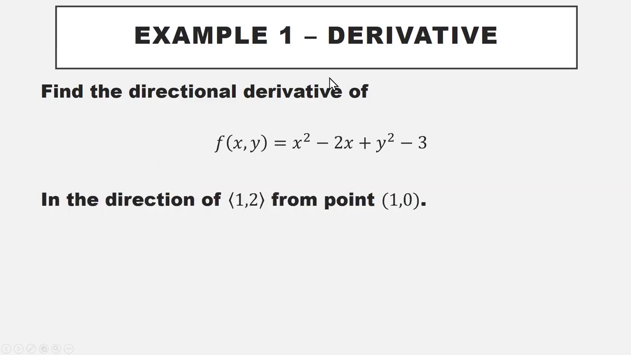So let's take a look at this example. We're going to find the directional derivative of the function x squared minus 2x plus y squared minus 3 in the direction of the vector 1, 2 from the point 1, 0. Now, we've looked at this function before, and we've actually started at that point before in previous videos. But here we're looking for the directional derivative in the direction of 1, 2 from the point 1, 0. Let's go ahead and do the calculations for that.